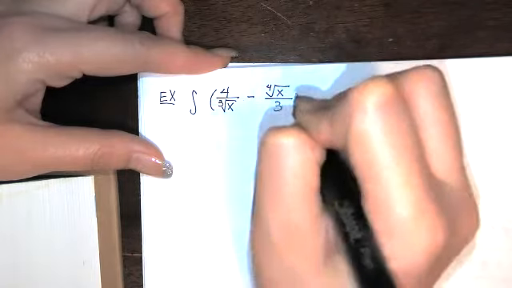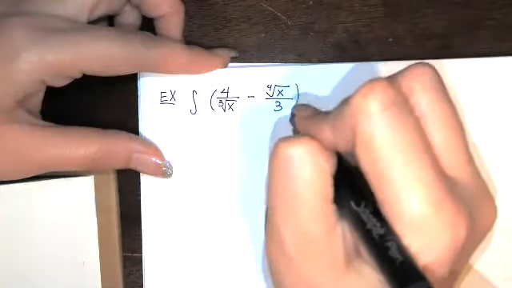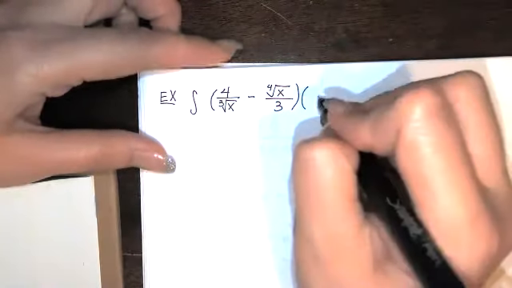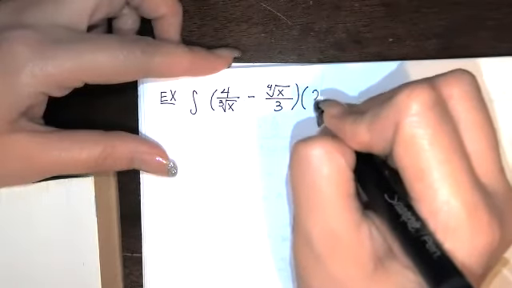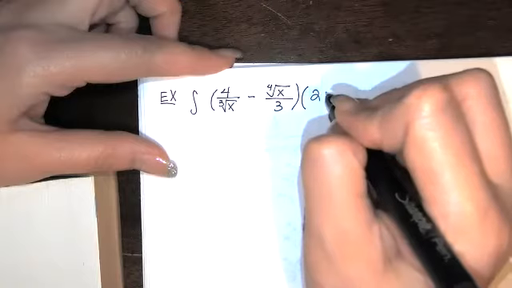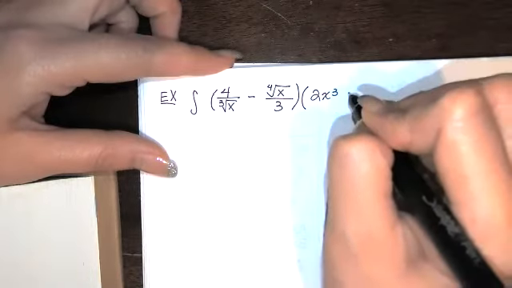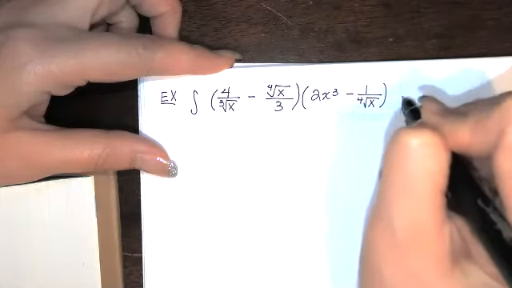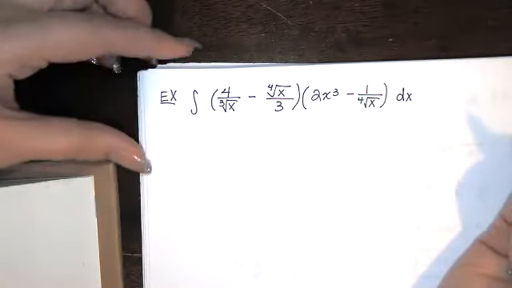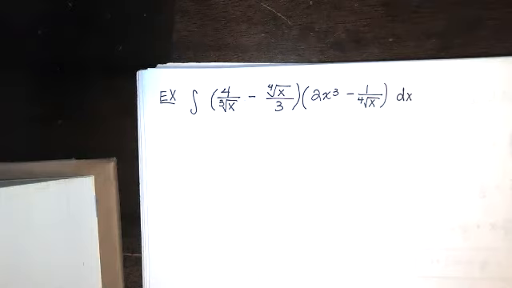over 3 times, let's just say, 2x cubed minus 1 over the 4th root of x. Say, man, that looks hard. It's really not. It's just algebra.